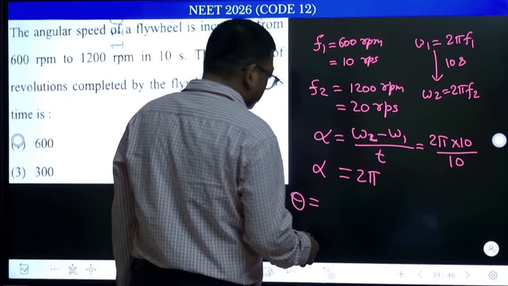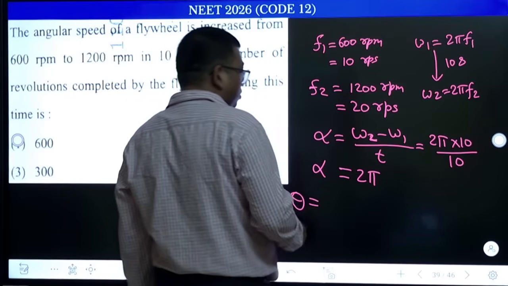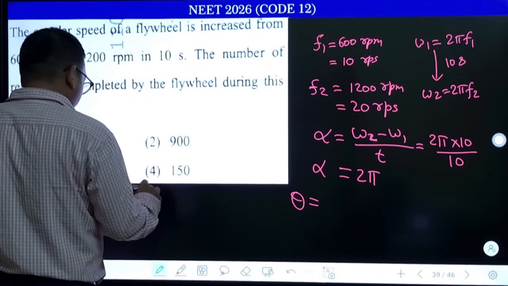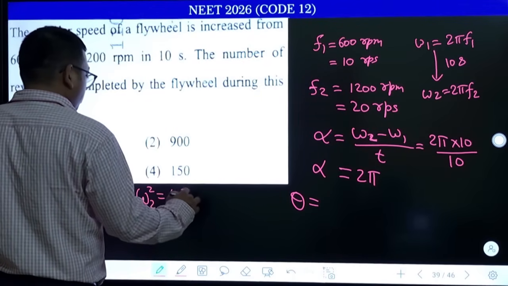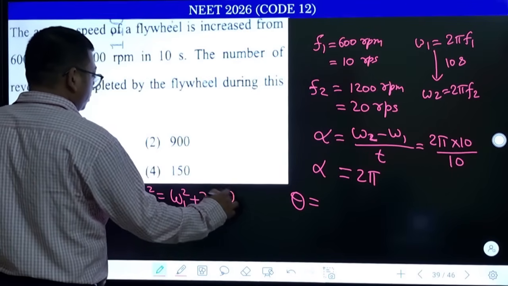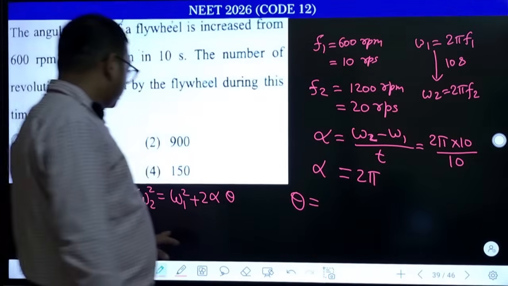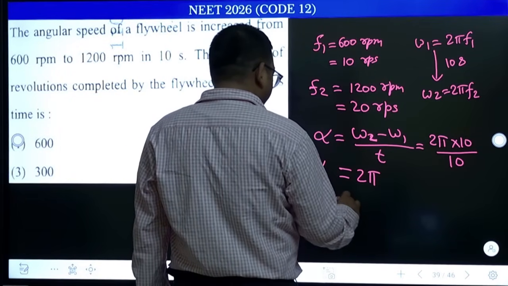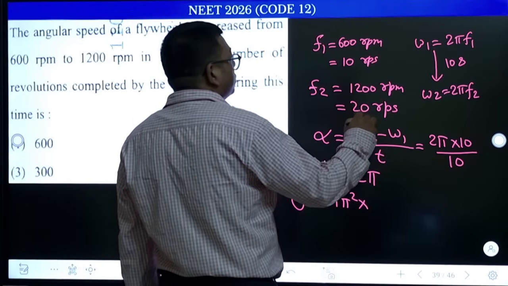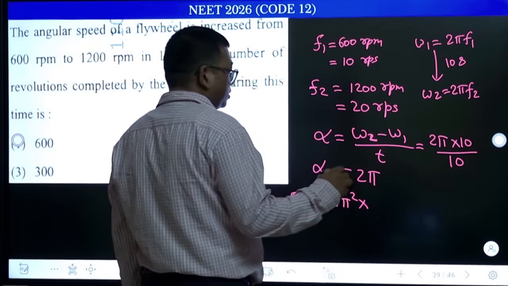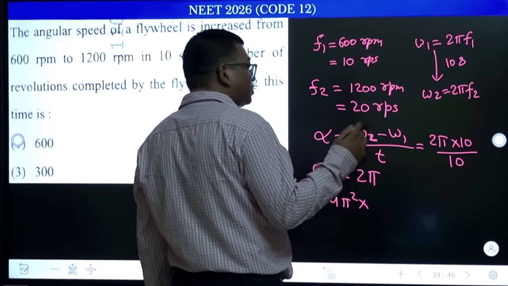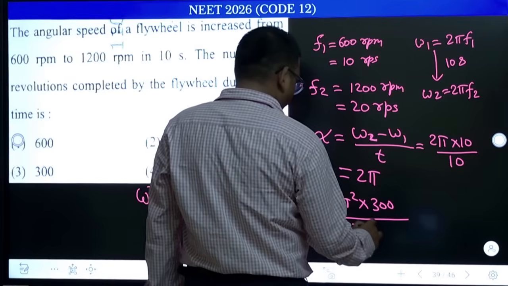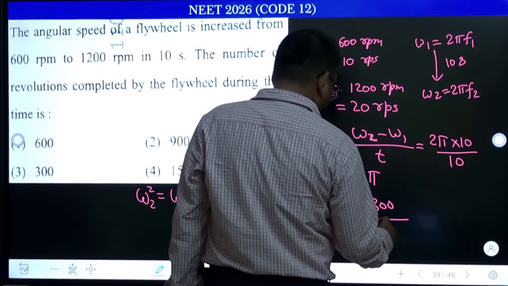Theta is equal to how much? Can we use the formula omega 2 square equal to omega 1 square plus 2 alpha into theta? We can use this, right? Let us use this and calculate theta. So omega 2 square minus omega 1 square. Square means 4 pi square will definitely come out. Then f2 square minus f1 square, 20 square minus 10 square, correct? So 20 square means 400, 400 minus 100, 300, divided by 2 into alpha. Alpha is how much? 2 pi.